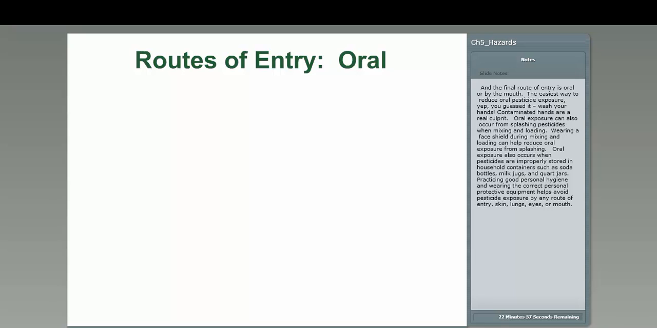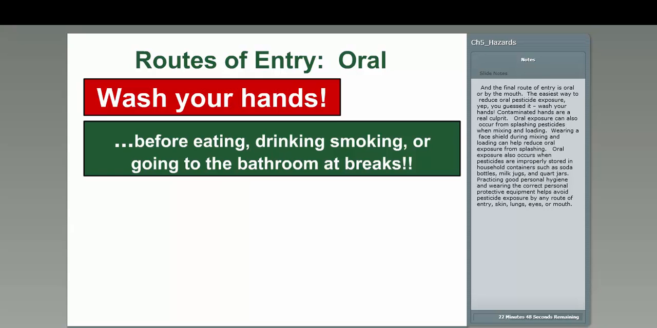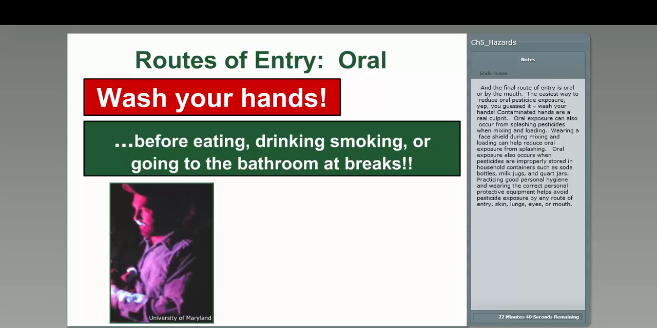And the final route of entry is oral, or by the mouth. The easiest way to reduce oral pesticide exposure? Yep, you guessed it. Wash your hands. Contaminated hands are a real culprit. Oral exposure can also occur when splashing pesticides when mixing and loading. Wearing a face shield during mixing and loading can help reduce oral exposure from splashing.